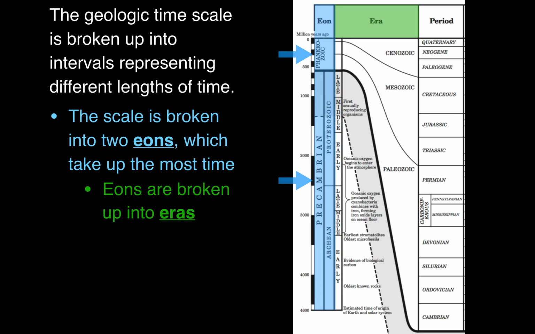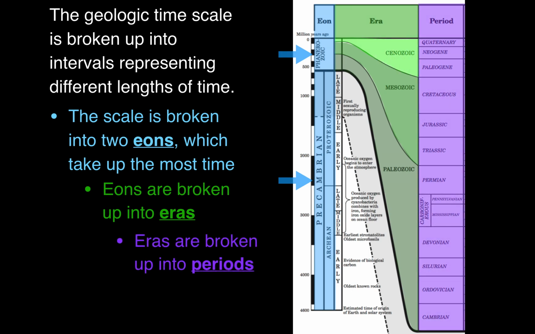To be more specific, eons are then broken up into eras, and we're going to focus on the first eon, the Phanerozoic. So if we look at this, the Phanerozoic eon is broken up into the Paleozoic era, the Mesozoic era, and the Cenozoic era. And to go even further than that, eras are broken up into different periods. Each of these different intervals represents a different length of time. Again, eons take up the most time in Earth's history, eras will take up the next, and then periods can take up the shortest amount of time because they're one of the smaller units of the geologic timescale.